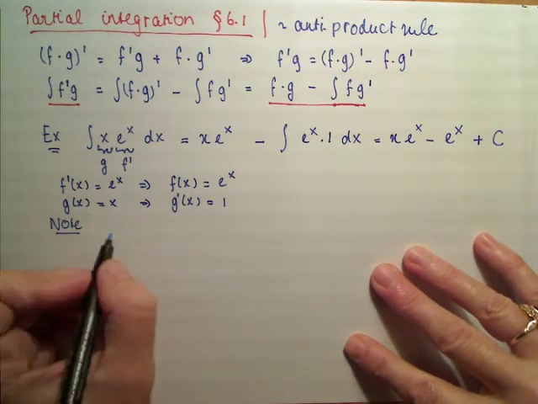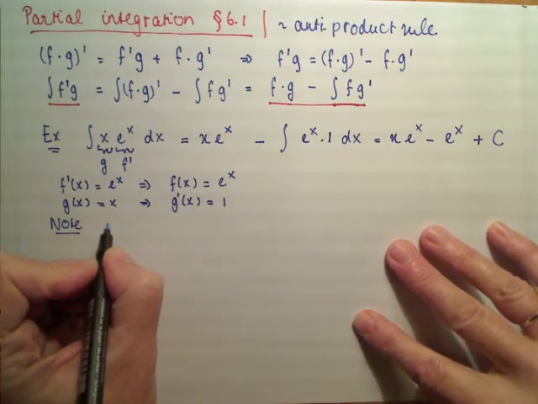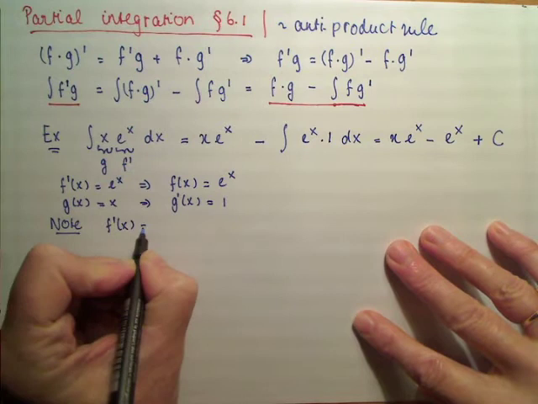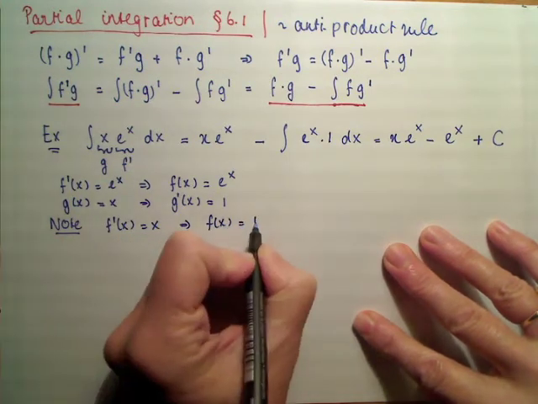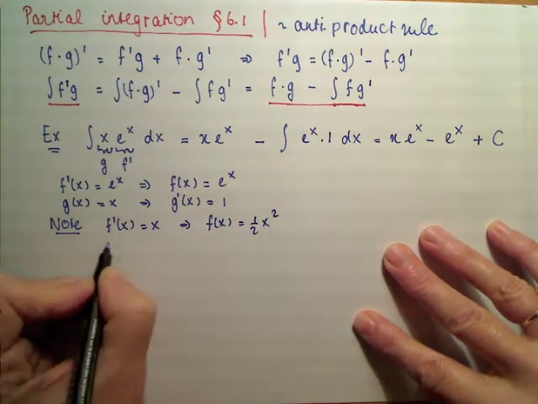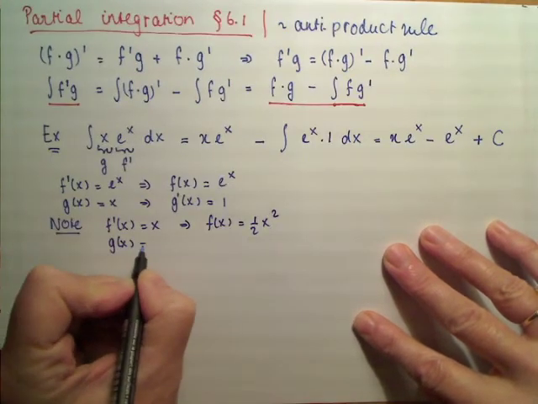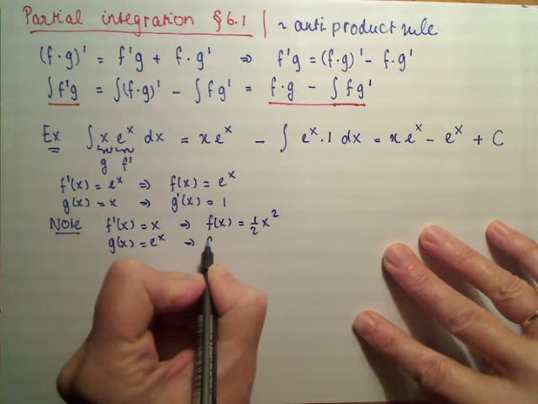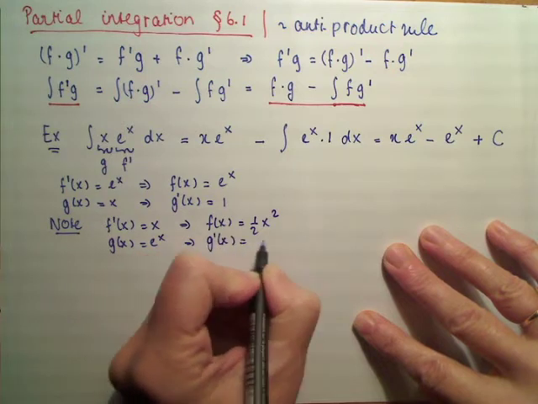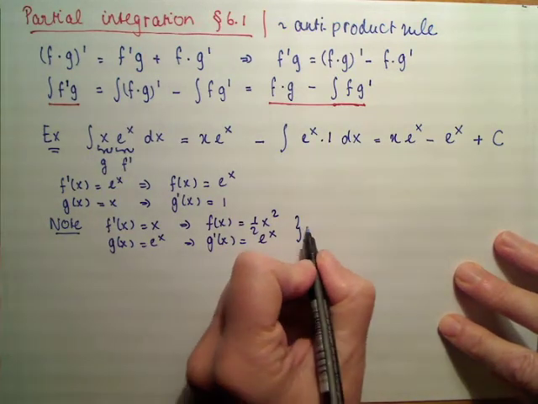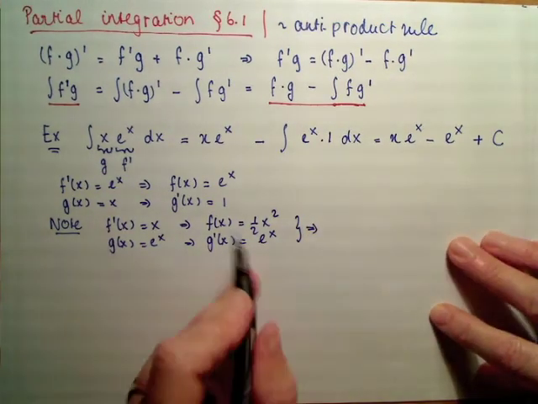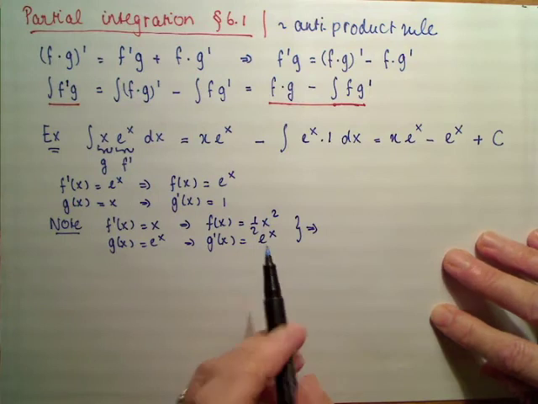We would have swapped our choices and put f prime of x equal to x, which makes f of x equal to the primitive of x, which is half of x squared, and g of x equal to e to the power x. Then, of course, g prime of x would be e to the power x itself. What would we have got in this case if we would plug these functions into our formula?